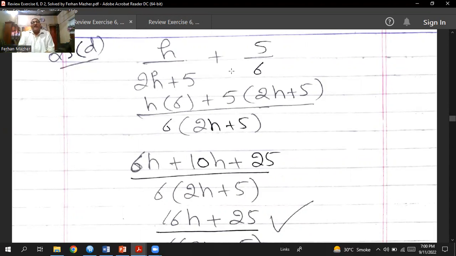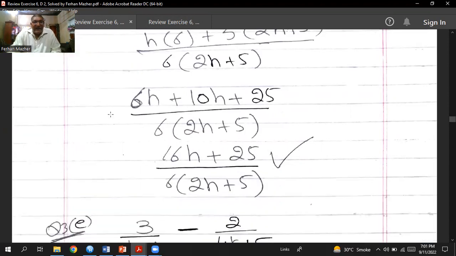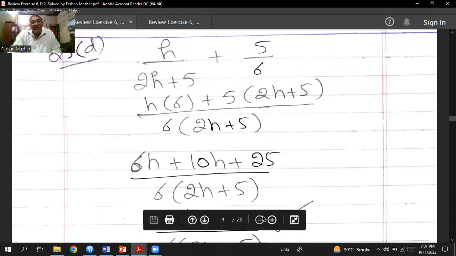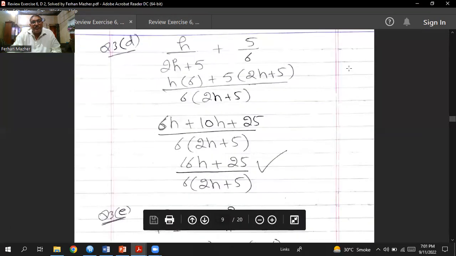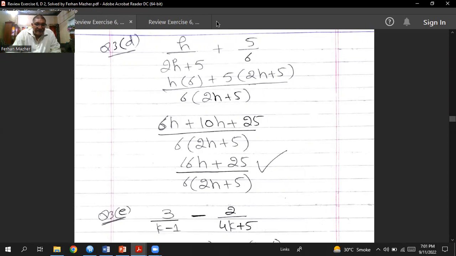So you will have 6h plus 10h plus 25 in the numerator. And in the denominator, you will have 6 bracket 2h plus 5 bracket close. So then we will have 16h plus 25 divided by 6 bracket 2h plus 5 bracket close. So this is how you will do this question. So let me show you. The whole question is showing up on your screen, and you can pause the video and take your time with this question. I hope you understood this.